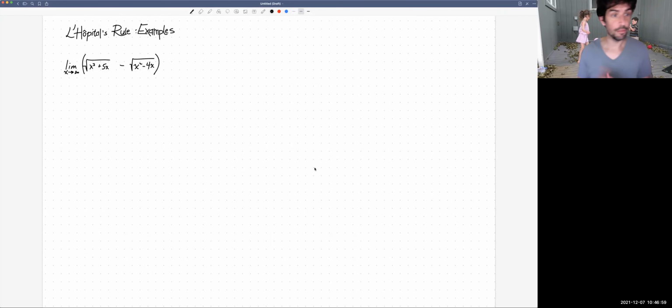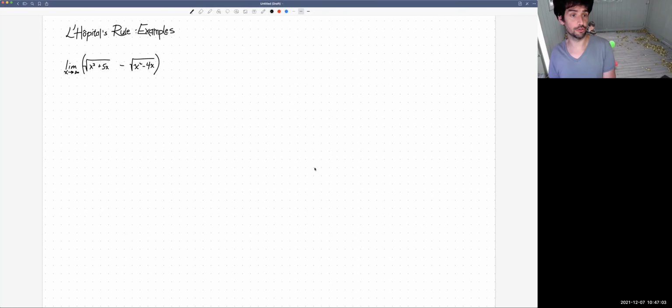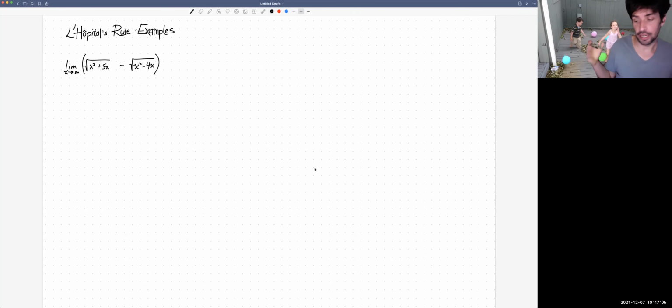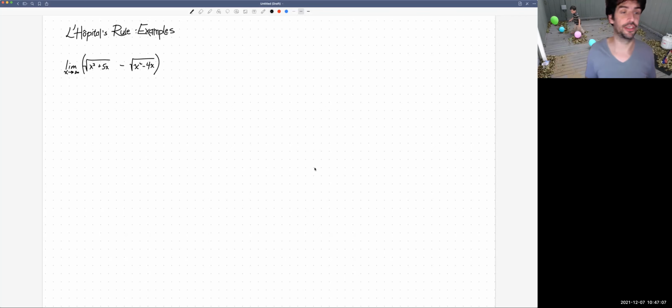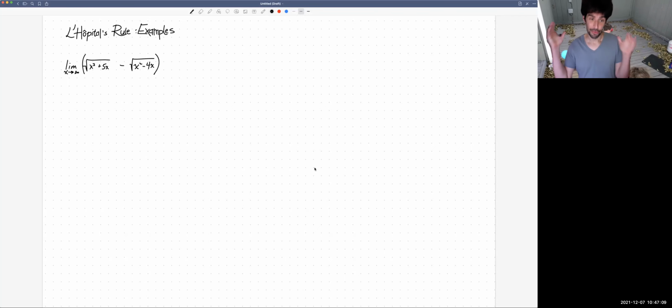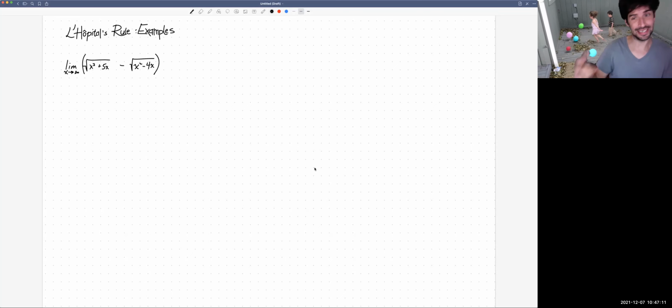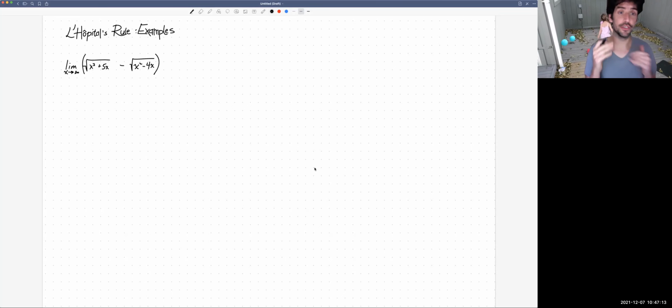Hey everybody. So as you can see, I'm going to do a couple of examples using L'Hopital's rule, but a couple of examples where it's not quite as obvious that L'Hopital's rule applies. Remember, L'Hopital's rule is specifically about quotients of functions, right?